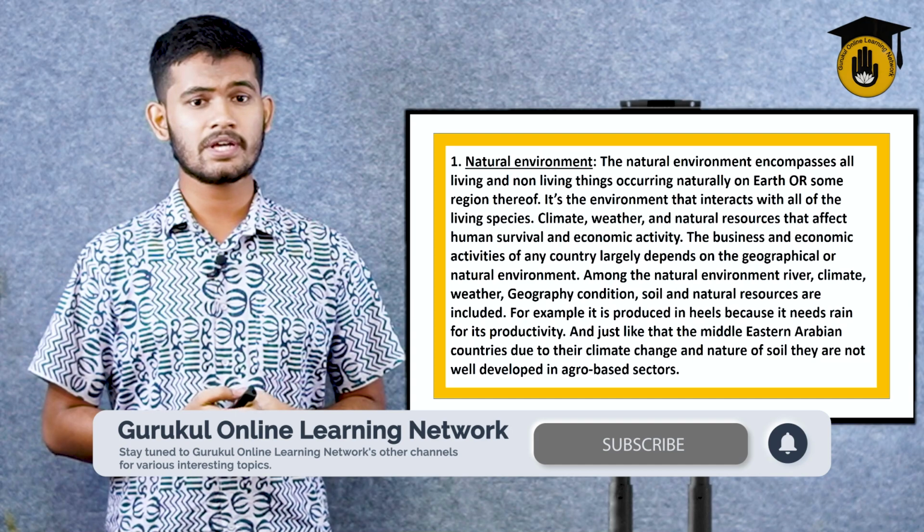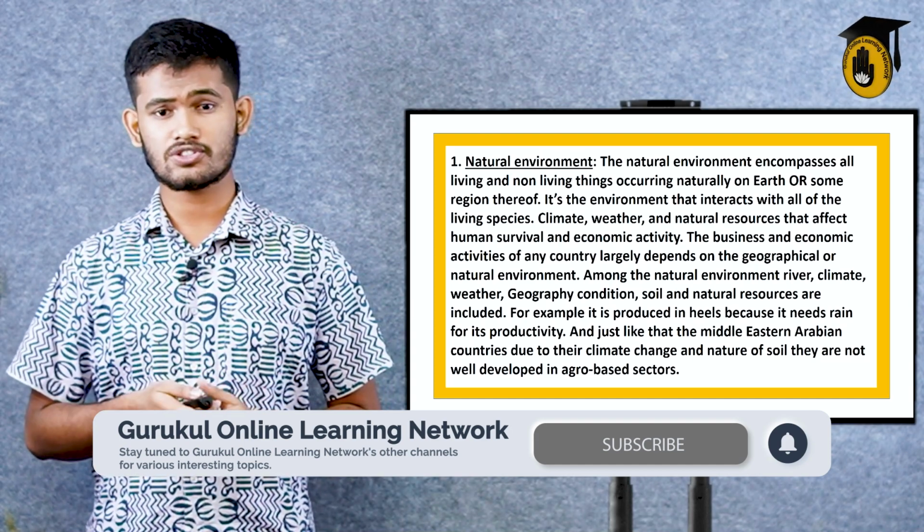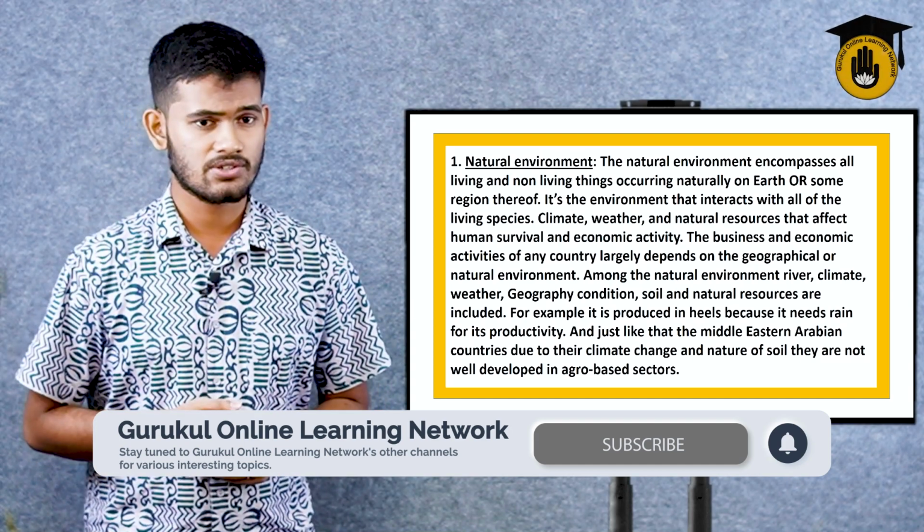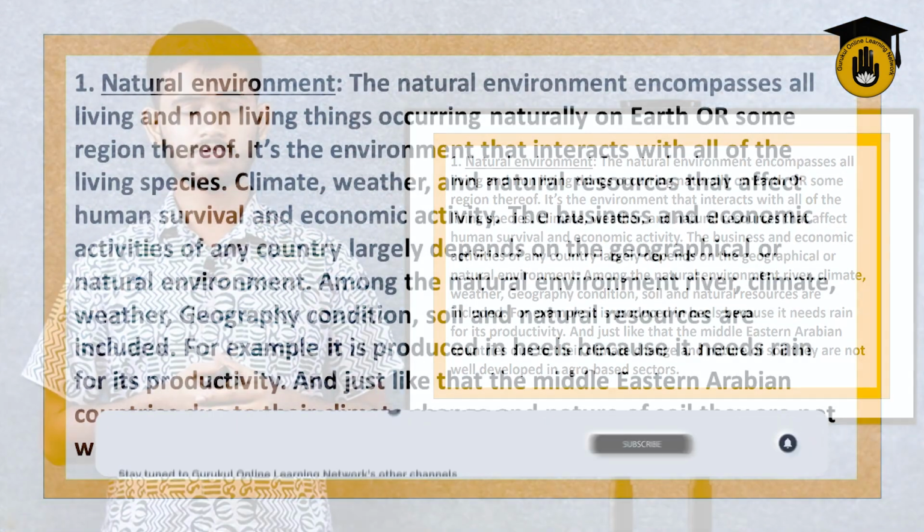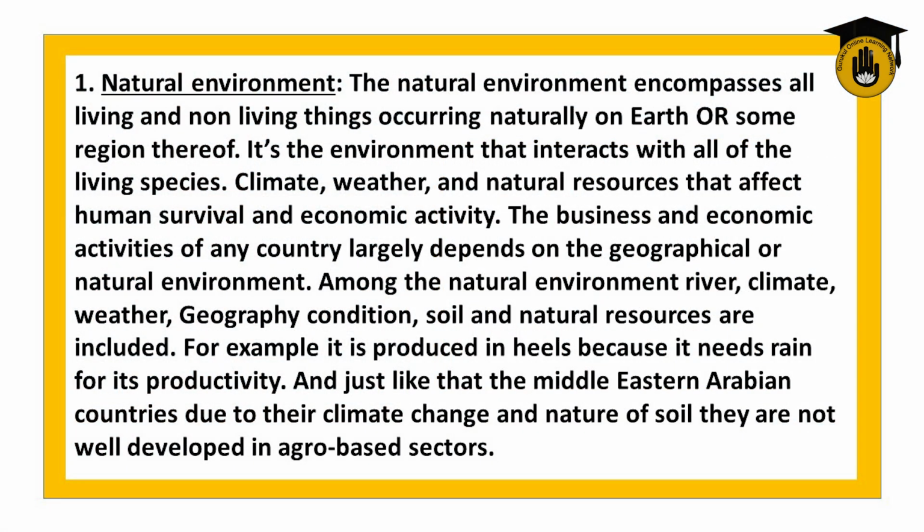The business and economic activity of any country largely depends on the geographical or natural environment. Suppose, for example, the tea that we get from Sylhet needs high rain. Because of the high rain, it is cultivated in the hilly areas where there is much rain, so it can grow properly and well.